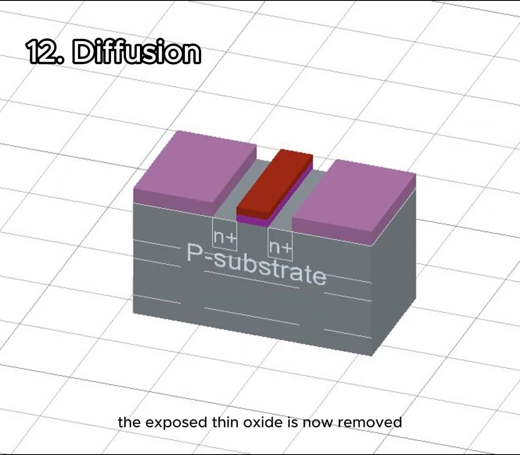12. Diffusion. The exposed thin oxide is now removed to clear the regions where the N-type impurities will be diffused to form the source and drain. This diffusion is achieved by heating the wafer to high temperatures and passing a gas containing the required impurities, such as phosphorus, over the surface.